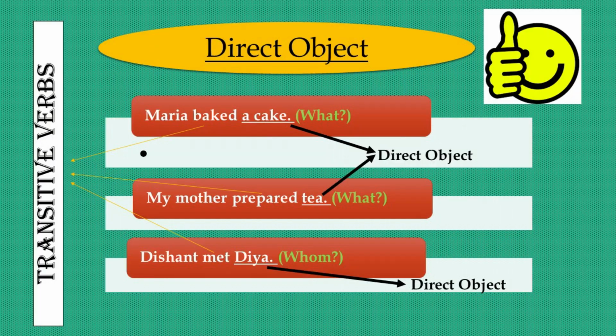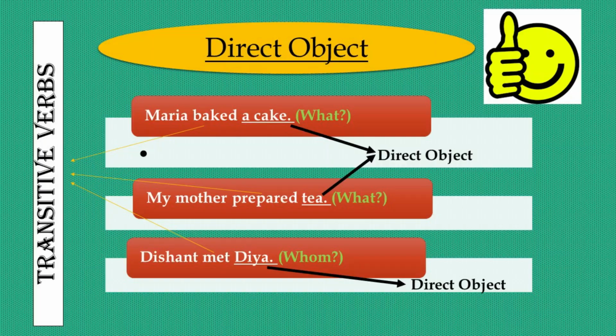Next example, my mother prepared tea. Here my mother is the subject, that is the doer of the action. Prepared is the transitive verb having a direct object tea, and again tea is an answer to the question what. If I asked you what did your mother prepare, you would answer my mother prepared tea. And again there is no interference of a preposition between the verb and the object. This is one other thumb rule to remember the transitive verb which is present in a sentence.